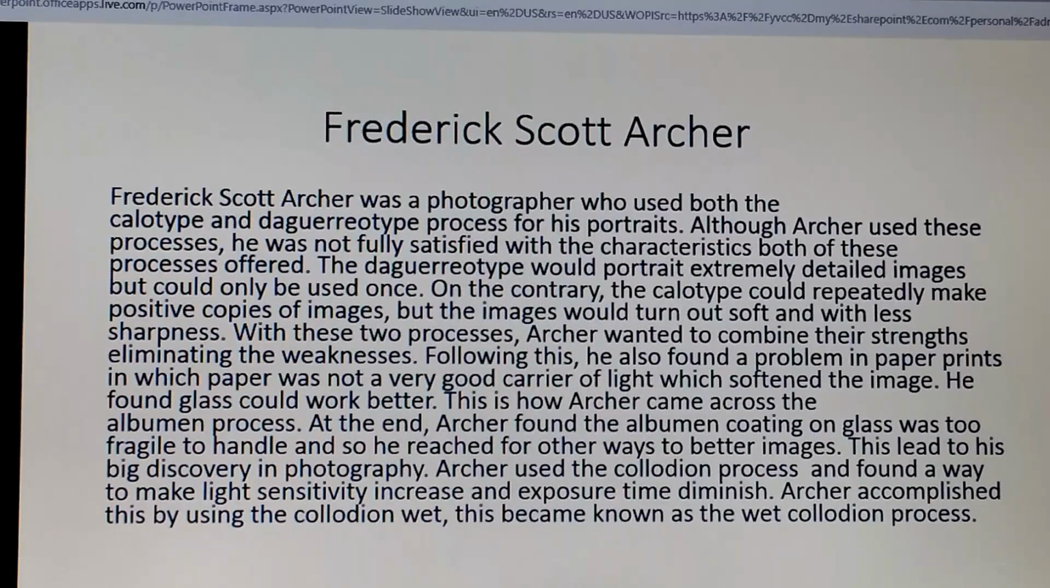This led to his big discovery in photography, which was the wet collodion process, a way to make light sensitivity increase and exposure time diminish.